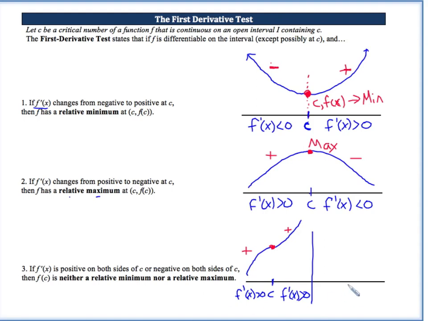The same thing happens if at c the derivative is negative and then is negative on the other side of c as well. So here we have a decreasing function. We hit 0 at c, and then it's decreasing again. So here the derivative is negative. Here's our critical number, f of c, and here it's negative again. And here we don't get mins or maxes.